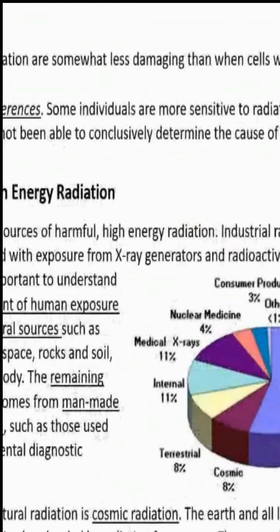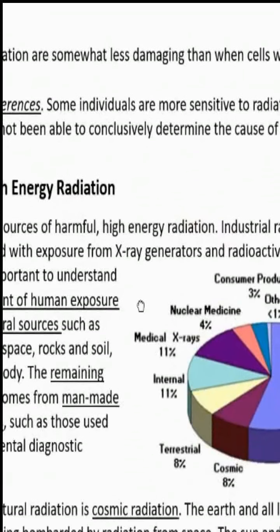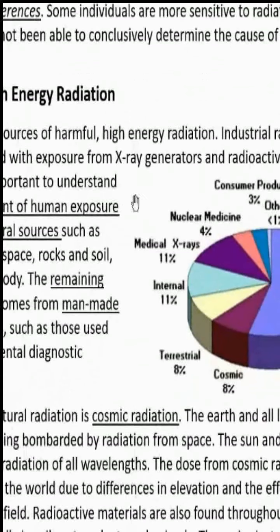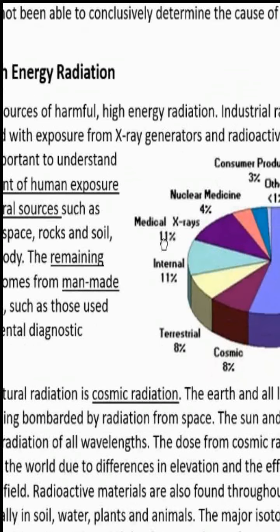Again, one more: biological differences. Some individuals are more sensitive to radiation than others. This happens because the human body reacts differently. So some people may have better resistance and better immunity to this radiation, whereas others may have less immunity, like with a virus.